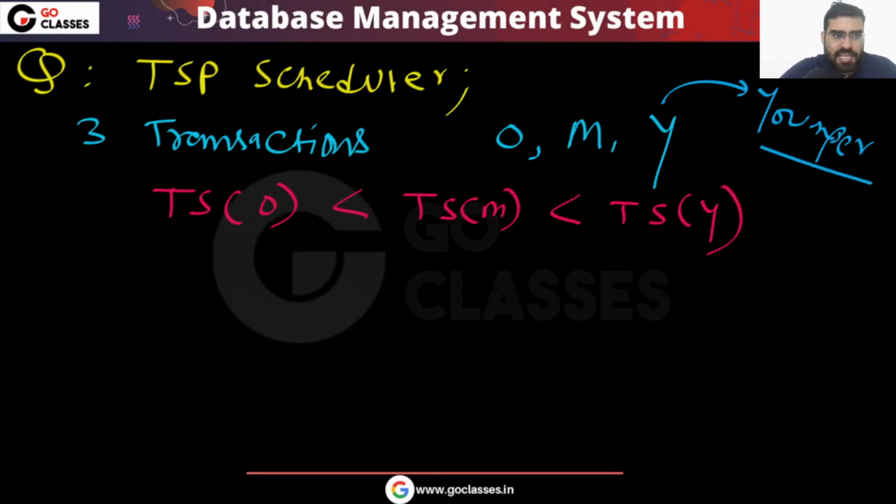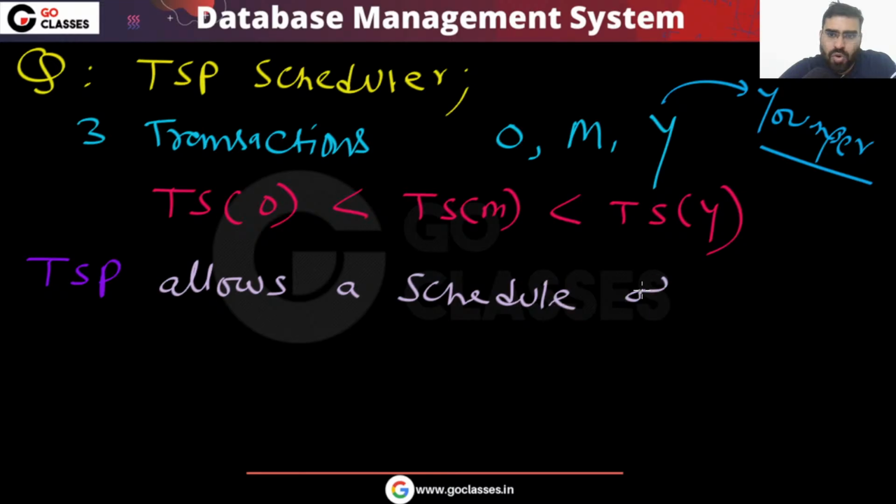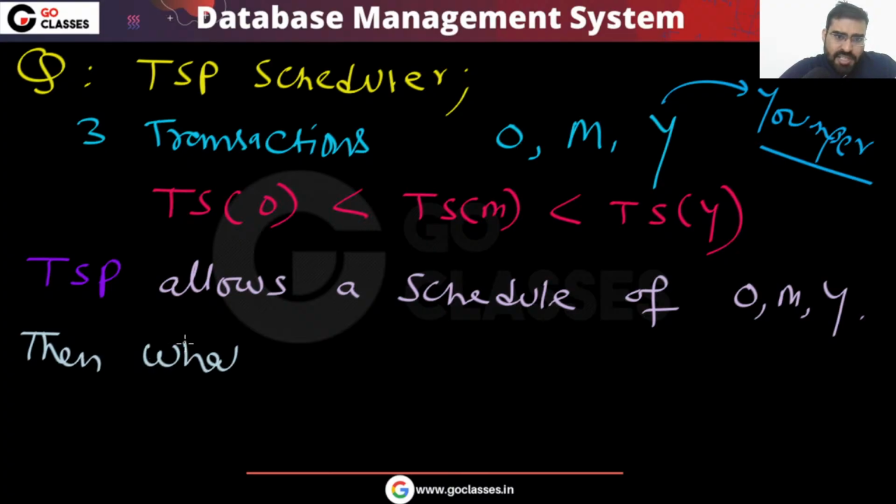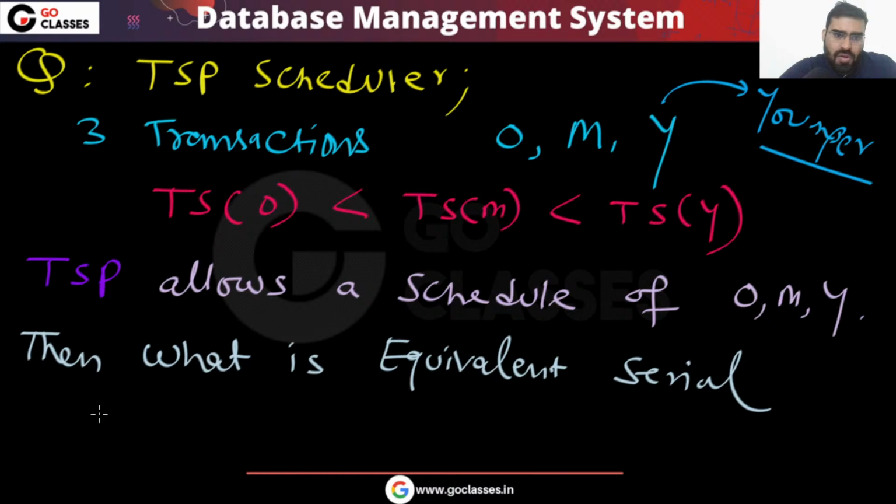Now what will be the serializability order? Let's assume this TSP allows a schedule of O, M, Y. Okay. So this TSP allows a schedule of O, M, Y. Then what is the serializability order? What is the equivalent serial schedule?